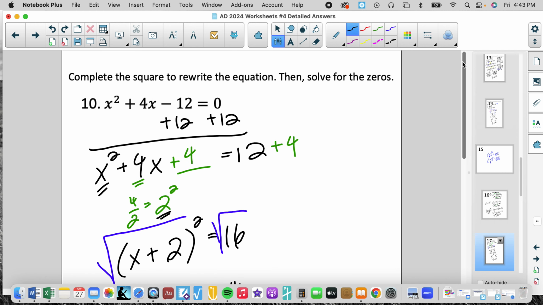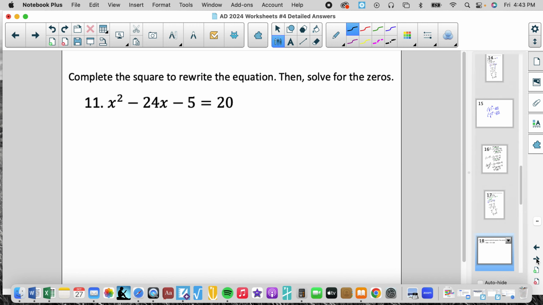Could we have done a times c and gotten the same two values? Yes, you could have. There's also a third method called the quadratic formula: opposite of b plus or minus the square root of b squared minus 4ac, all over 2a, which I'm sure we will be getting to in all good time.